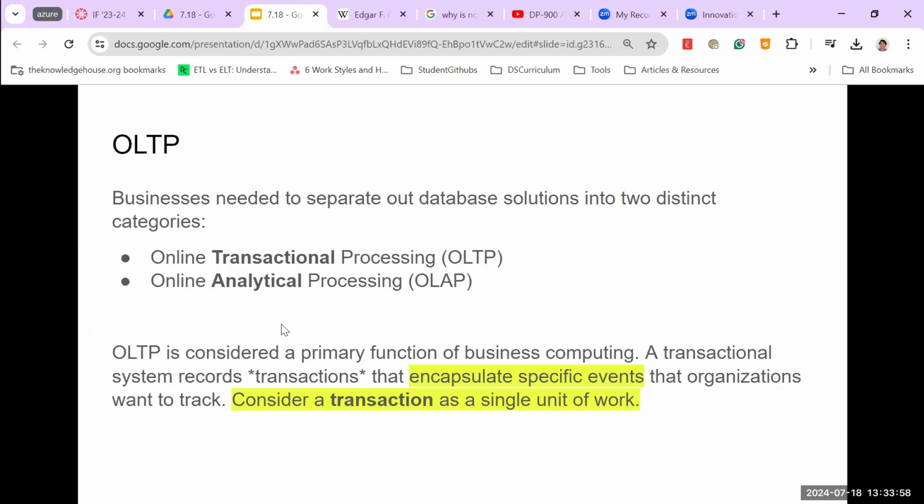And just to further define what a transaction is on a database, it's essentially a single unit of work. And when I mean a single unit of work, I want you to think back to the SQL queries that you've written. For example, select all from table where column is greater than 500. That right there is a single unit of work. That single query, that is a unit of work that needs to be performed on the database in order for you to get the information that you want.